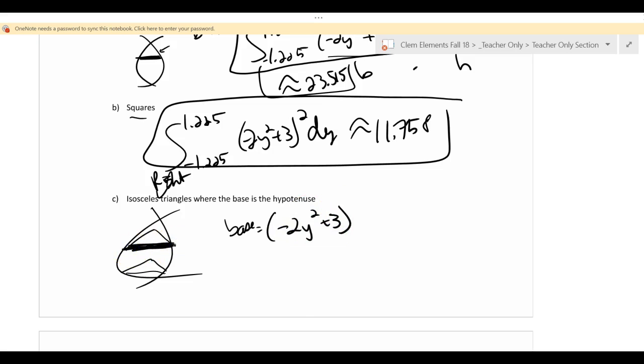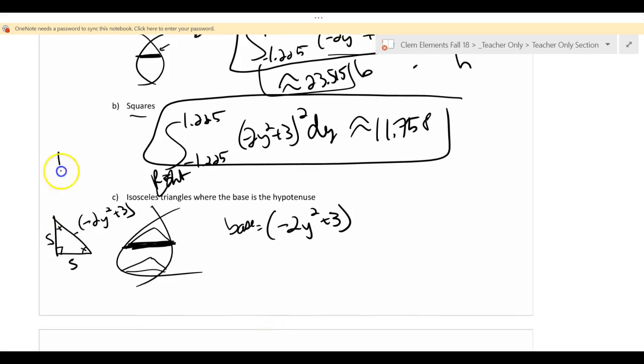Well, if you look at an isosceles triangle, I'm going to kind of flip it in my head a little bit here. I'm going to make it so that it looks like this. So this hypotenuse, that distance right there, is the negative 2y squared plus 3. And these two are the same. I'll just call them S. Those are the side lengths, right? Okay, well, it's still going to be 1/2 base times height, except here, base and height are both S. So that just means it's S squared divided by 2, or 1/2 times S squared.